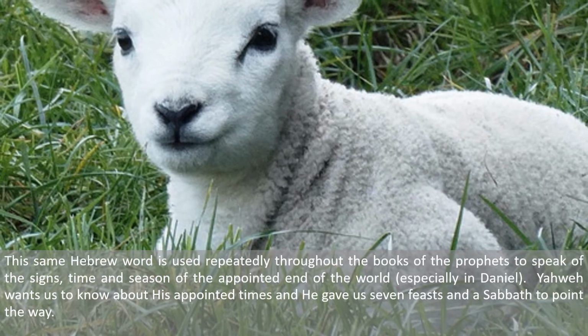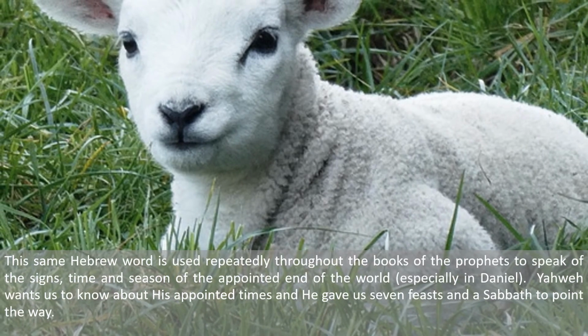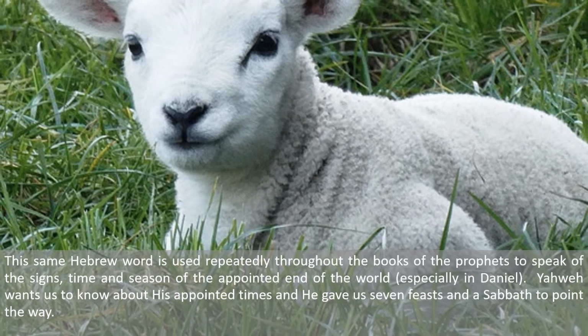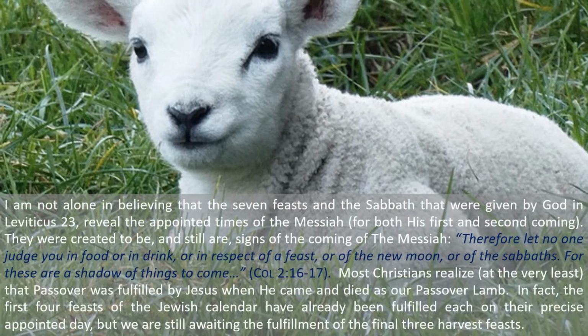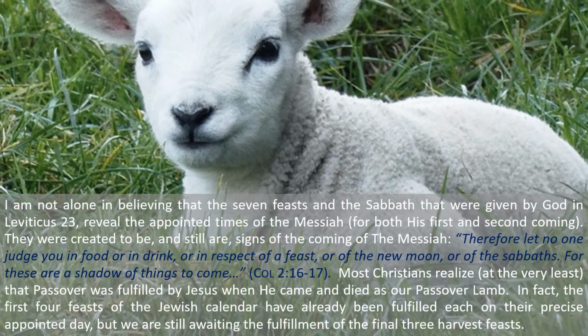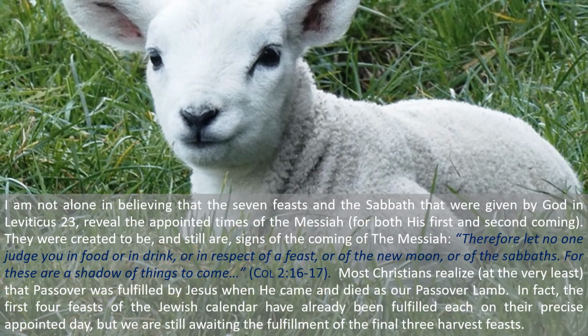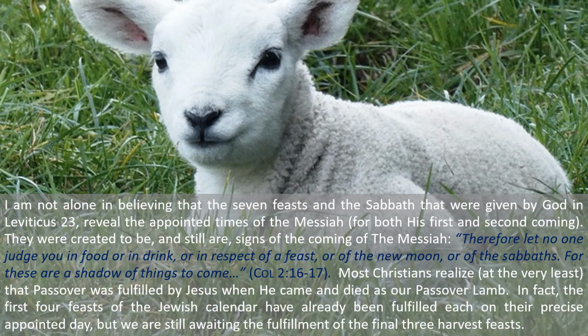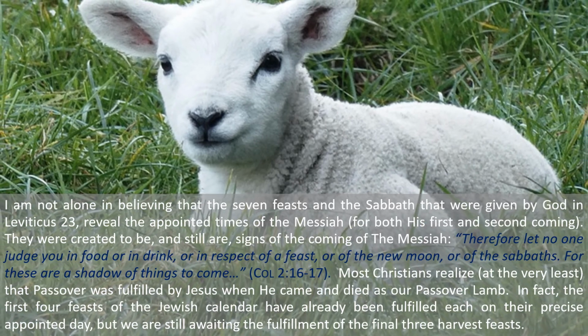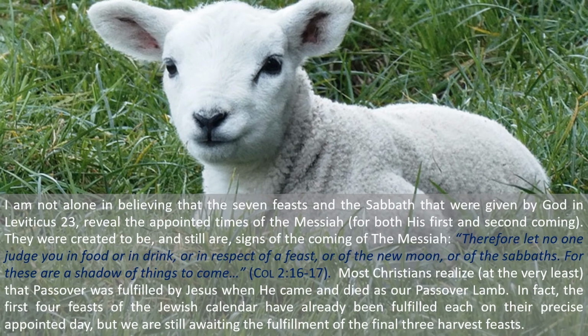Yahweh wants us to know about his appointed times, and he gave us 7 feasts and a Sabbath to point the way. I am not alone in believing that the 7 feasts and the Sabbath that were given by God in Leviticus 23 reveal the appointed times of the Messiah for both his first and second coming. They were created to be and still are signs of the coming of Messiah.